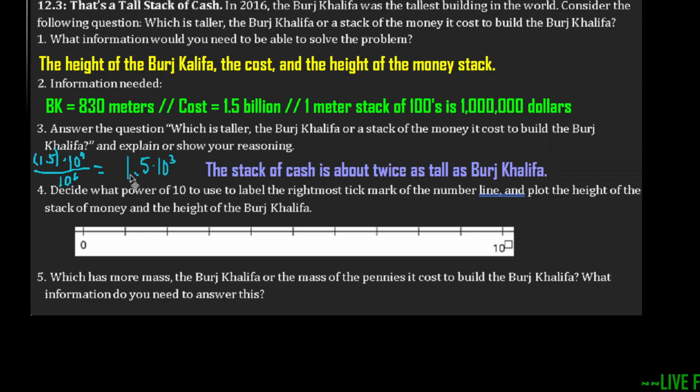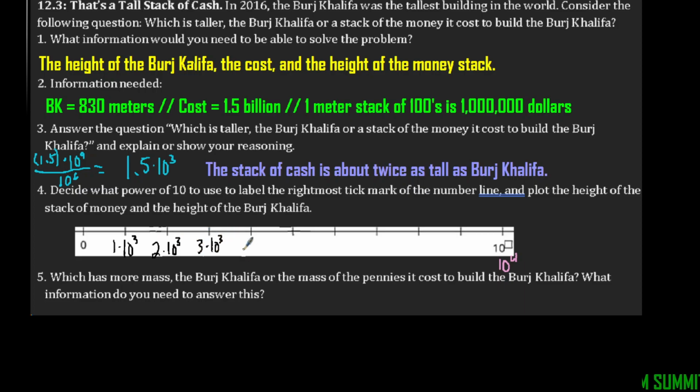Then for the next part, it says decide what power of 10 to use to label the rightmost tick mark of the number line and plot the height of the stack of money and the height of the Burj Khalifa. I have 2 different points on here. Let's first plot out our right point. We're going to say our far right point is 10 to the 4th, and so each of these is going to be 1 times 10 to the 3rd, one step at a time.